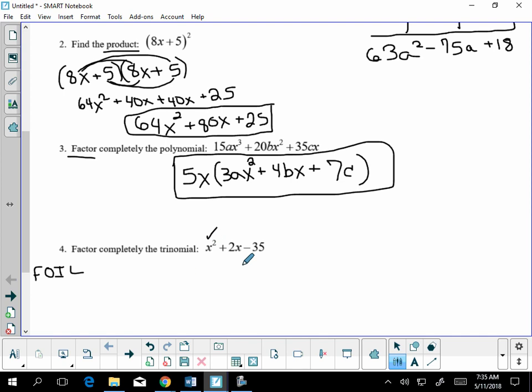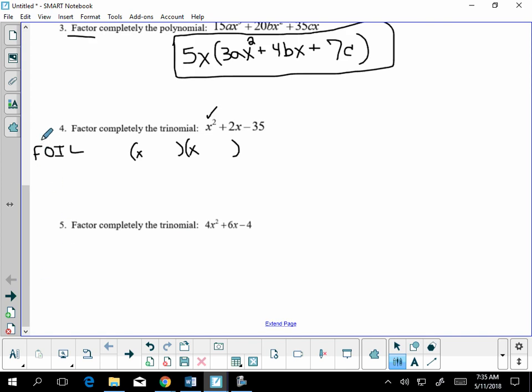So I look at that first term, x squared. Well, the only way I can get x squared is x times x. So I know my first term is correct. Then I'm going to look at my last term, negative 35. Well, for it to be a negative, one has to be positive, one has to be negative, or negative, positive, it doesn't matter which order you put them in. I'm thinking 7 times 5, because negative 5 times positive 7 is negative 35.